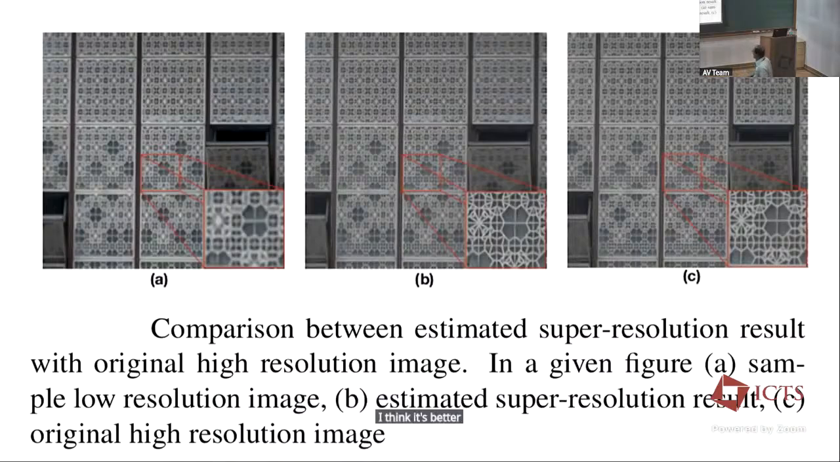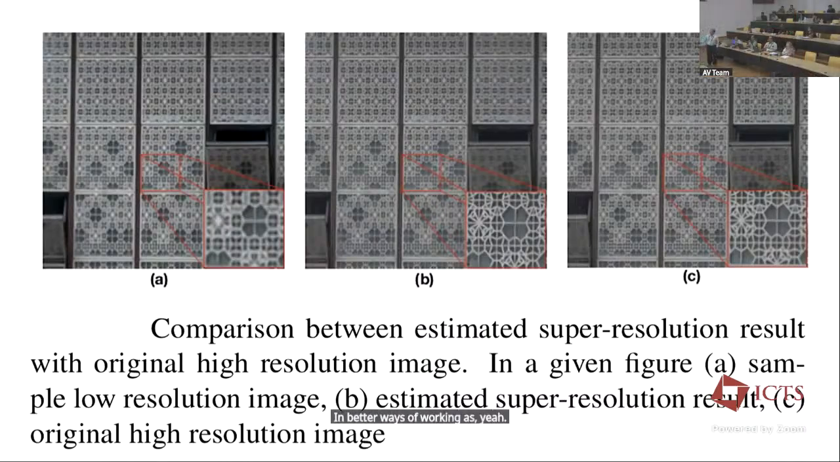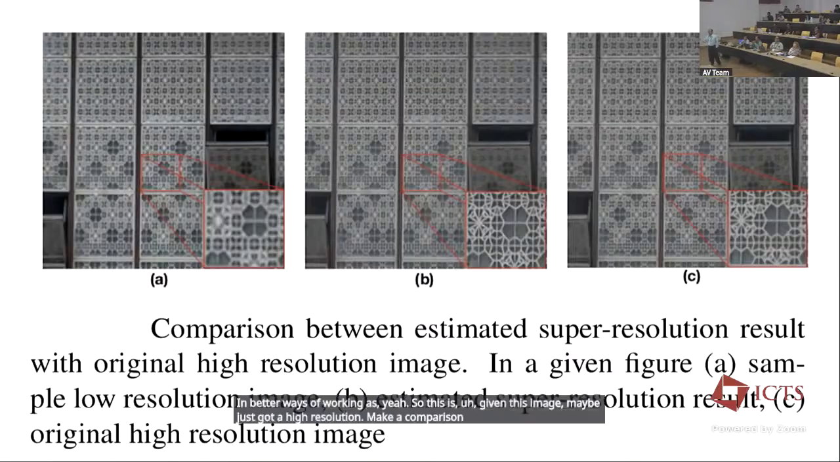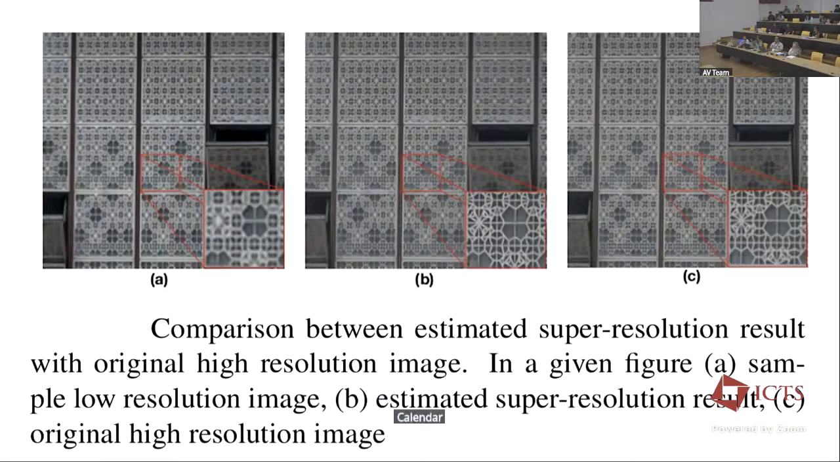Better than the ground truth. I saw the other one also, calendar. Better than the original, maybe. Yeah. So given this image, maybe just get a high resolution and make a comparison. These are the benchmark cartoons, not generated. And calendar image 31 is better than the original.